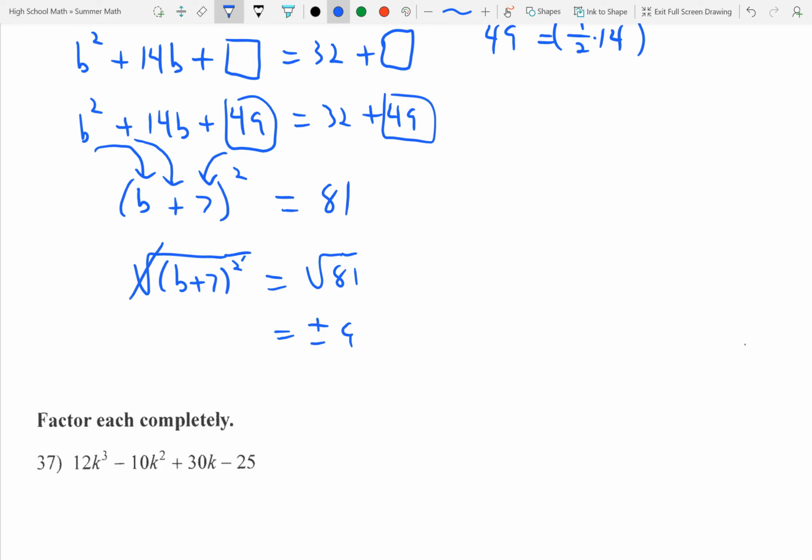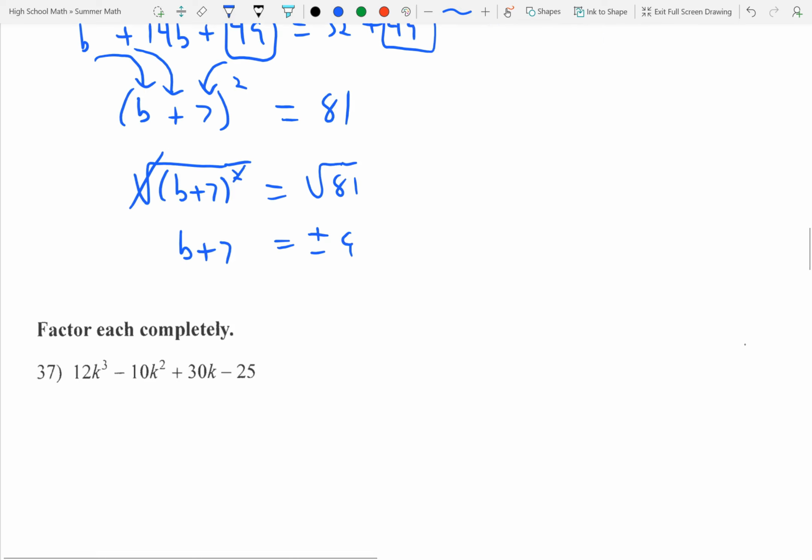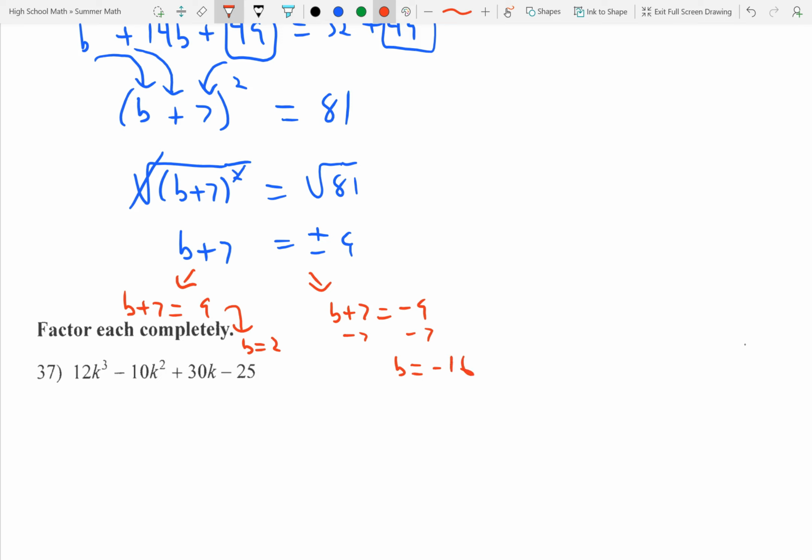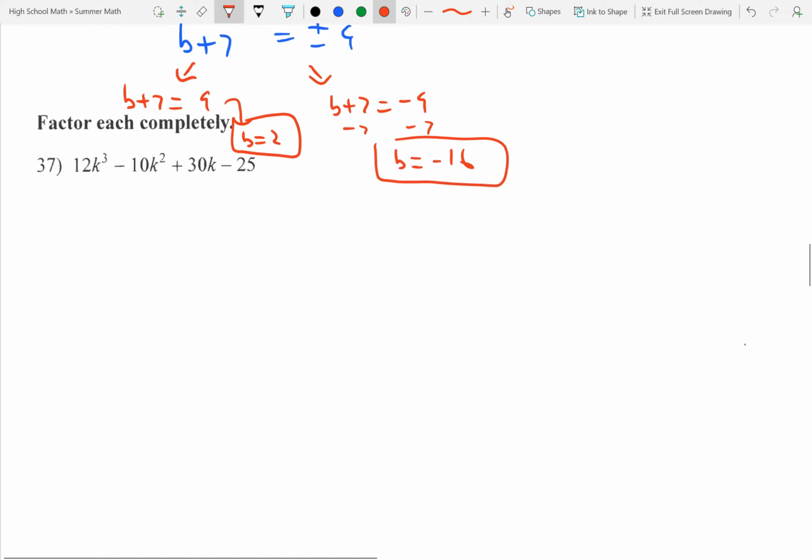And taking the square root of something squared, they're inverse operations. They cancel each other, leaves us with b plus 7. Now we write this as two separate equations. One is b plus 7 is a positive 9, and the other, b plus 7, is a negative 9. Solving both of these independently, here subtracting 7 on both sides, we'll leave that b is 2. Here subtracting 7 on both sides, we'll leave b as negative 16. These are our two solutions. b is 2 and b is negative 16. You could substitute that back in the original to verify.